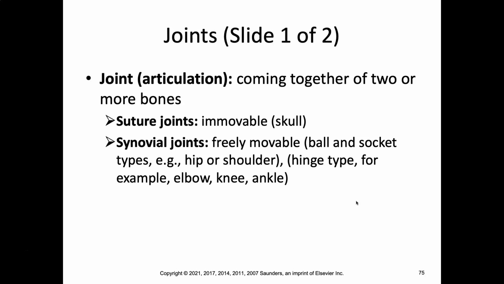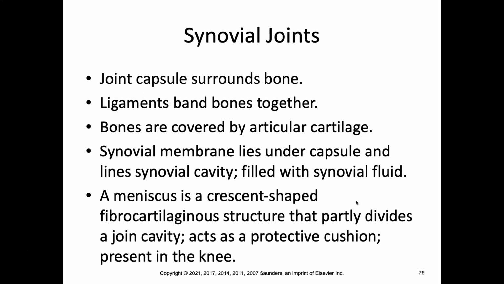You have ball and socket in your hip and shoulder. You have hinge when you're talking about elbow, knee, and ankle. And those are very different, but yet they're all synovial joints. They all have a synovial cavity. They all have synovial fluid, and they all involve cartilage and bone and ligaments. All right, so let's go into it.